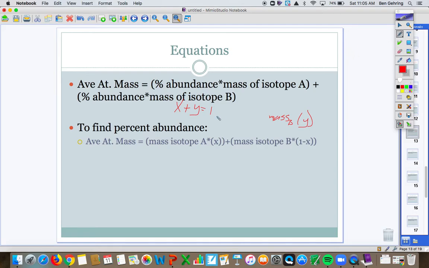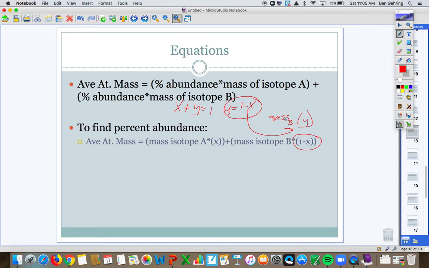So X plus Y has to equal 1, and so I can solve this for Y, I apologize. I can get rid of this Y for B. I know that Y equals 1 minus X. This is what went into here, and this is where this 1 minus X came from for B. So that's how we're going to do percent abundance. You have mass times X plus mass times 1 minus X.